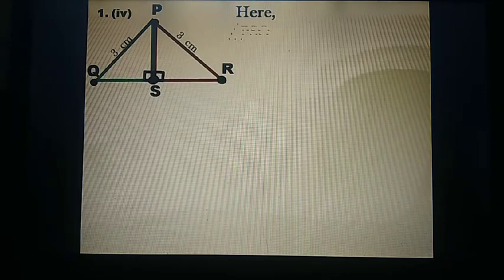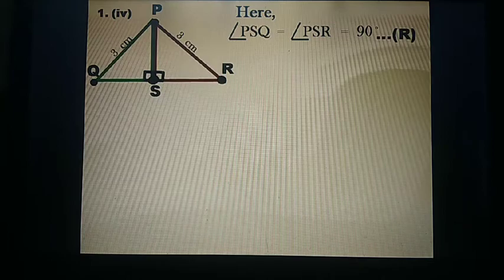Again, checking for the right angle first. Both are having right angle at point S. So we will use 3 letters to represent both the angles. First one, on the left, it's PSQ. On the right it's PSR. Both are 90 degrees. That is R.